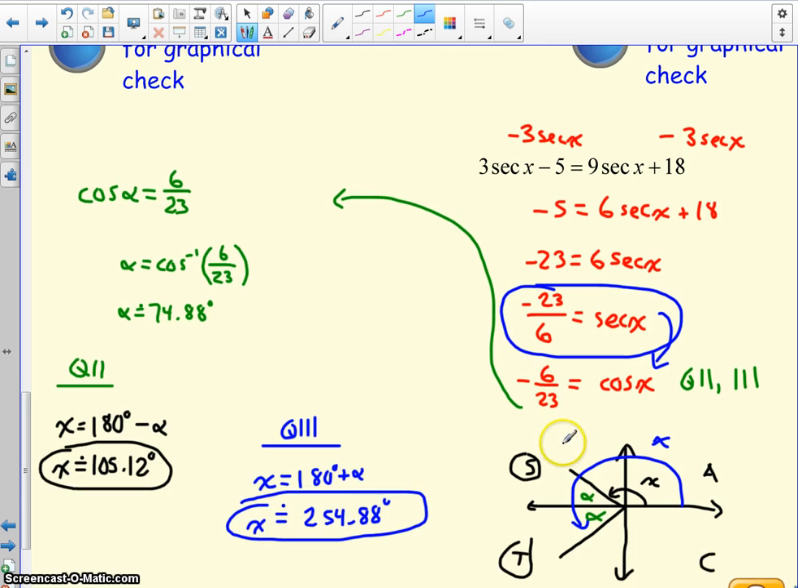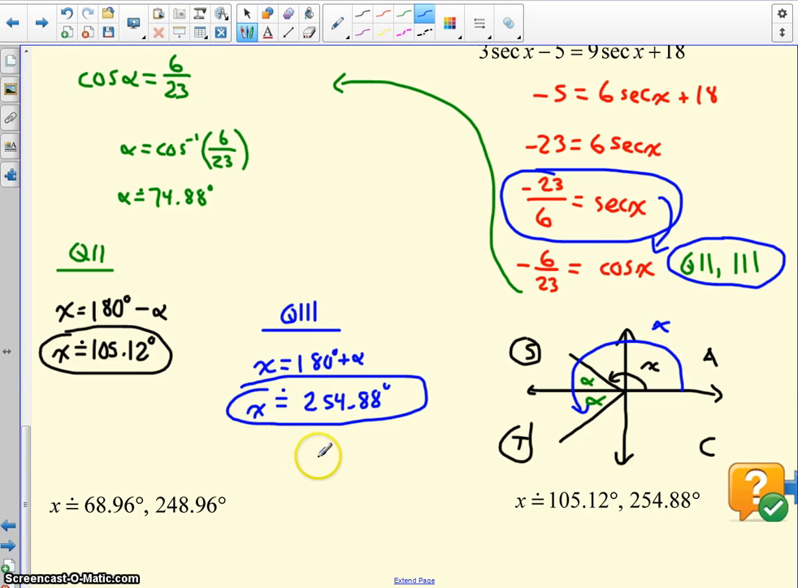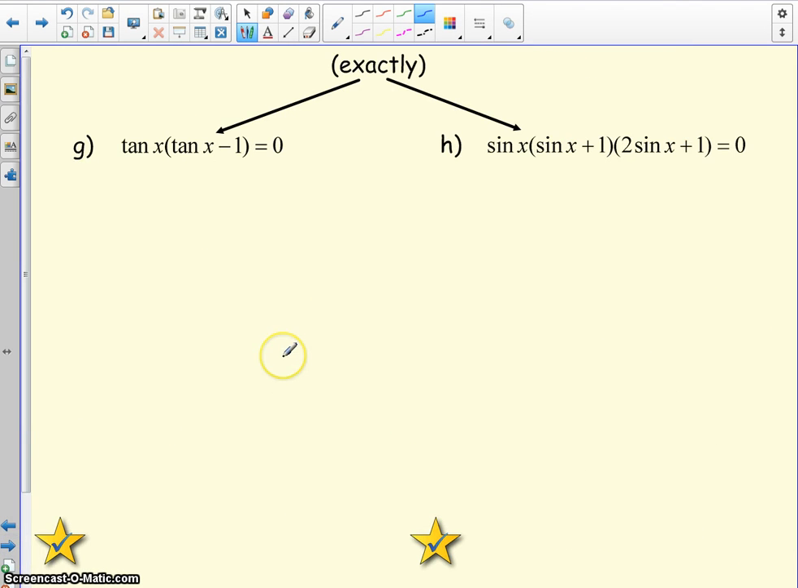So if cosine is negative, that tells you we're looking at quadrants 2 and 3. Once we find alpha, we get 74.88. In quadrant 2, x is 180 minus alpha. In quadrant 3, x is 180 plus alpha. So we get our two answers there. Okay, so a lot going on there. Let's look at a few other types of problems here.